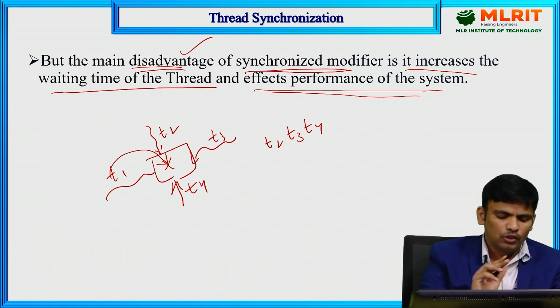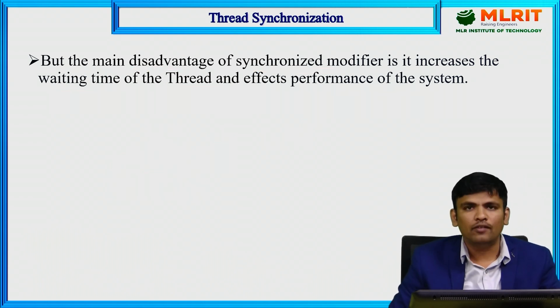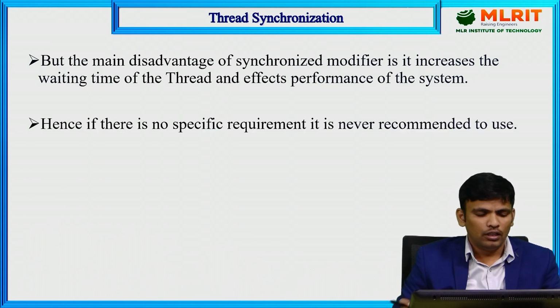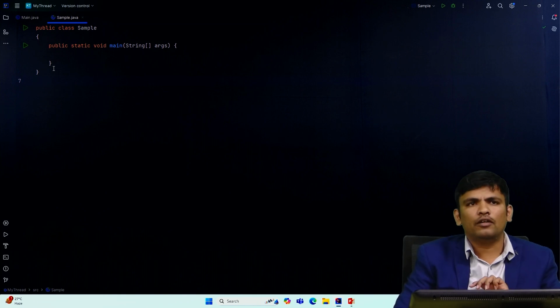So if you have a specific requirement, you can use thread synchronization, but if you don't have a specific requirement, it is not recommended to use thread synchronization every time. Now this same thread synchronization we'll discuss with an example program. I'm going to write a program for the race condition.